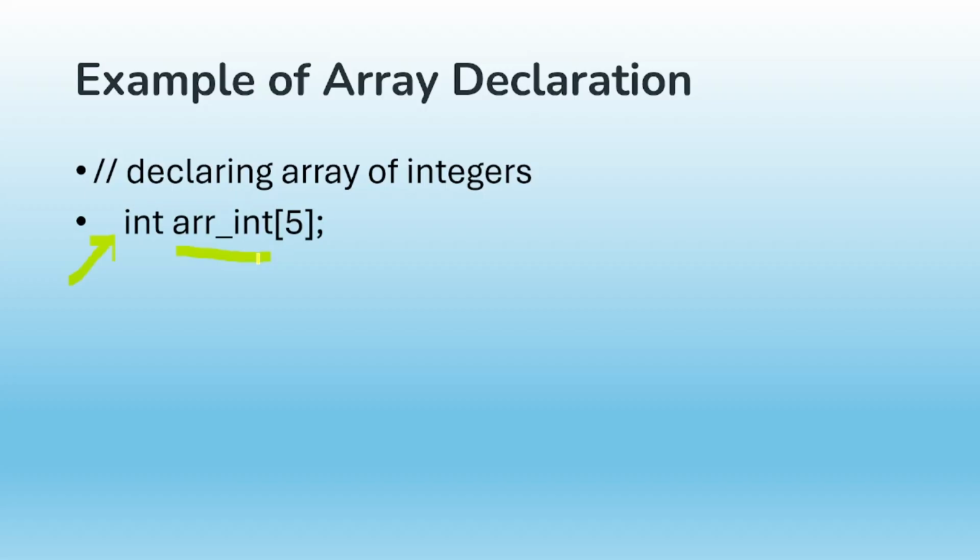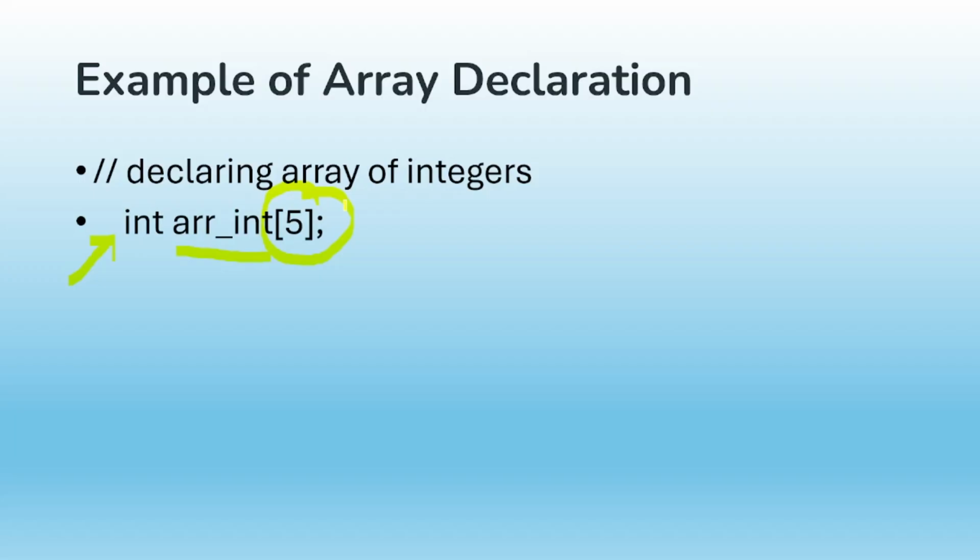Now, the name you can specify as per your requirement. There is no requirement that you should specify int, float, or character in its name. The name is independent. I can write int a[5], no problem. I can write int x[5], no problem. So the name can be anything, similar to how we declare a variable. Then in square brackets we have to specify the size of the array.